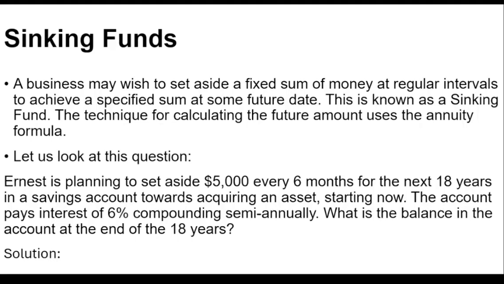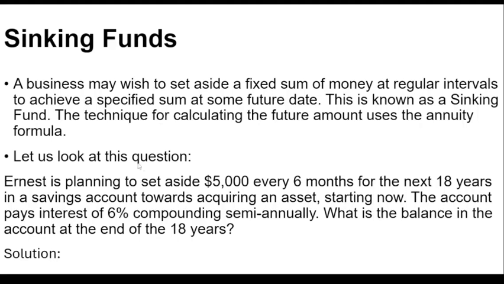Ernest, that's myself. I'm planning to set aside 5,000 every 6 months for the next 18 years in a savings account towards acquiring an asset, starting now, that is today, because I don't want to waste time. The account pays interest of 6% compounding semi-annually. What is the balance in the account at the end of the 18 years?